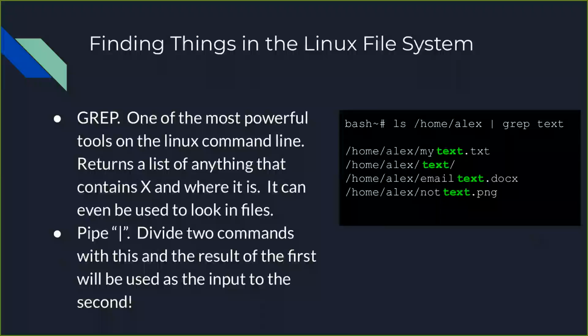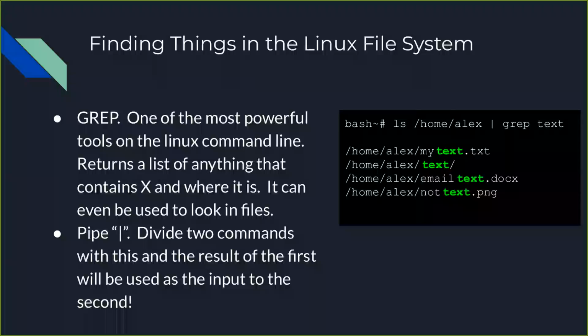So as I was talking about before, the path variable makes it so that the operating system can find the various binaries that you need to run. But you can't just add everything to your path, because if you do that, it's going to take forever to go find stuff. So one thing you can do, if you want to know where something is, is use the grep tool.